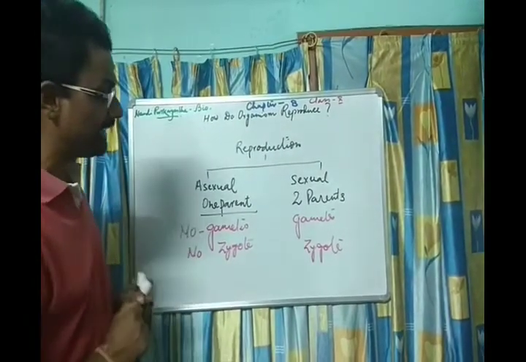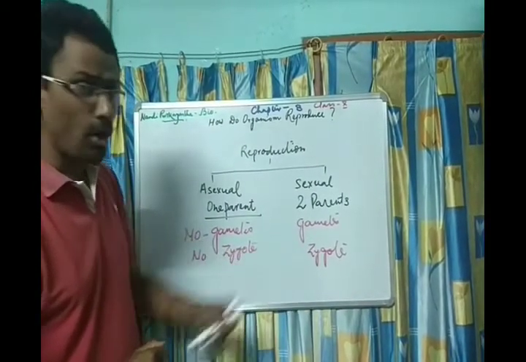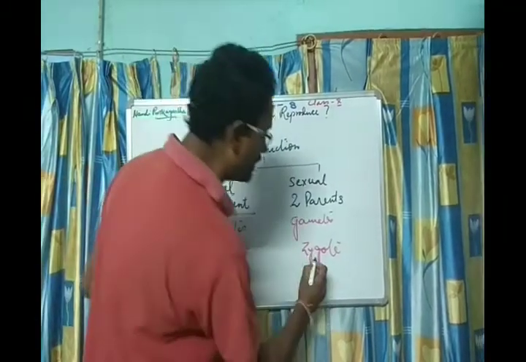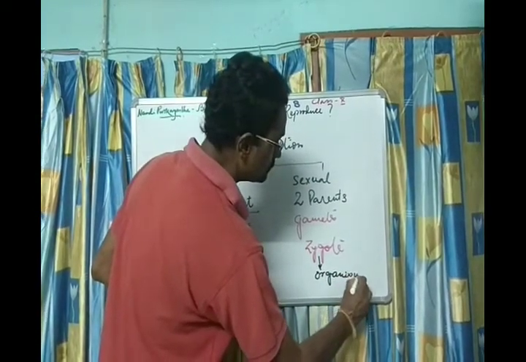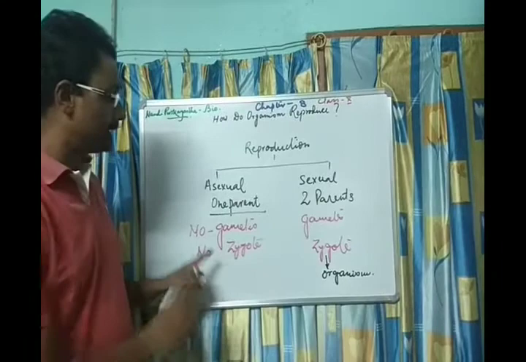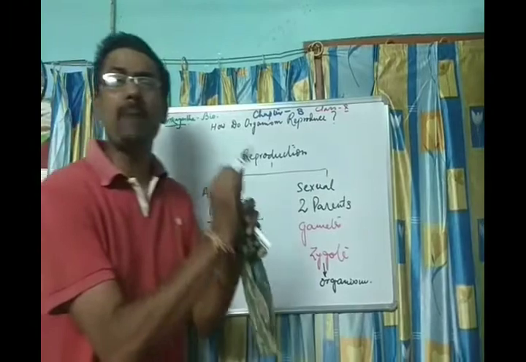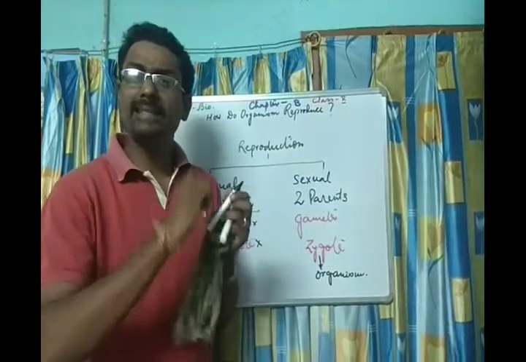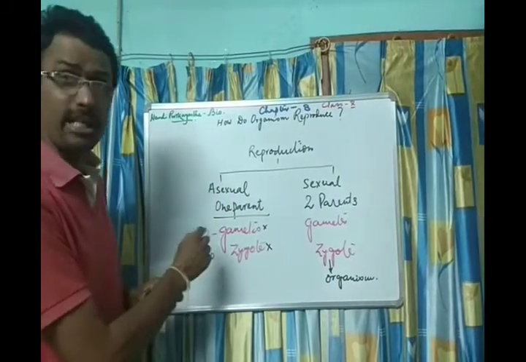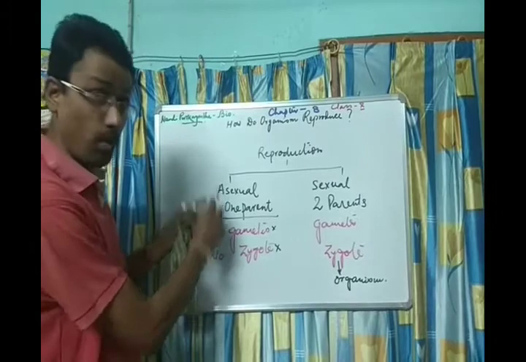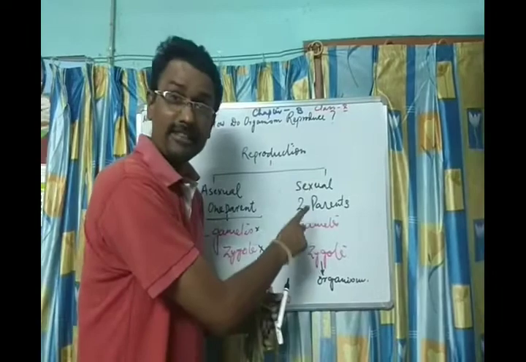So, what you are finding? The organism is produced from the zygote. Zygote leads to the formation of an organism. Here, there is no zygote, no gametes, no zygote. So, what happens? Any part of the body, any cells of the body, any portion may give rise to an organism. Here, one parent: he is also father, he is also mother. Here, one father, one mother.